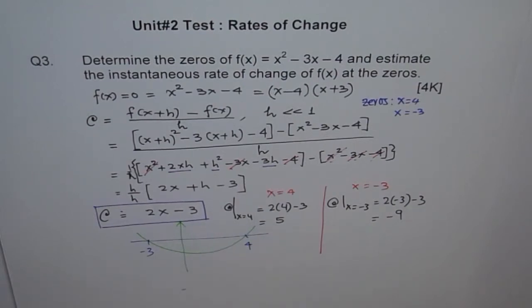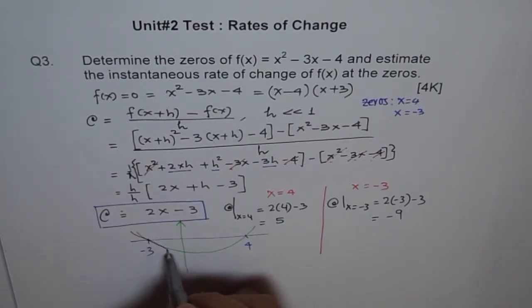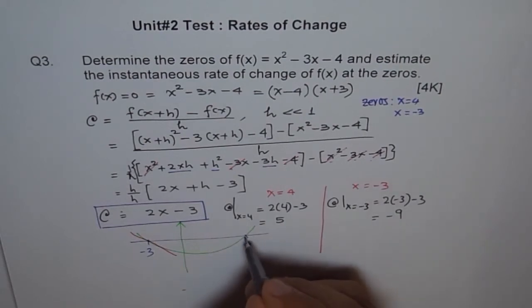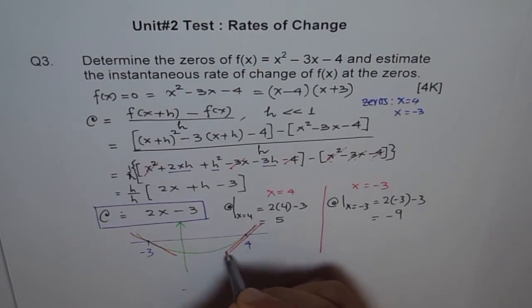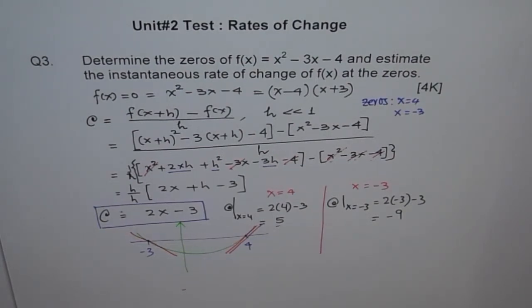Do you understand? Now slope here at minus 3 is negative. Yes, it is. So if I sketch a line here tangent to this, negative, and here is kind of positive. Do you see that? So if I touch it, go closer, like this, plus 5. So kind of we are right, at least from the sign point of view, correct? So these are our answers. So we have instantaneous rate of change at the 2 zeros. At x equals 4, it is 5. And at x equals minus 3, it is minus 9. Okay, thank you.